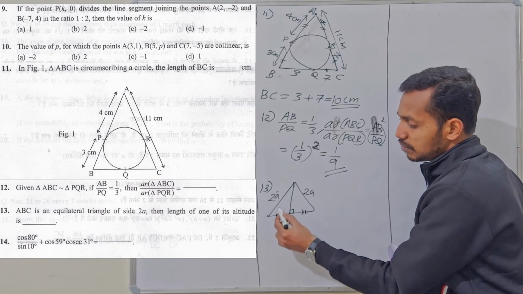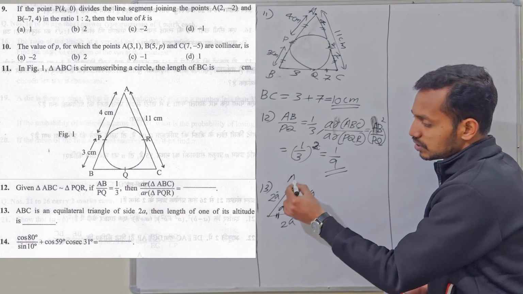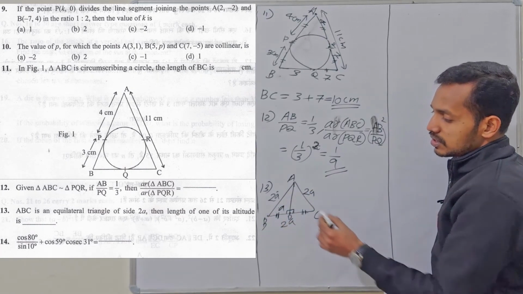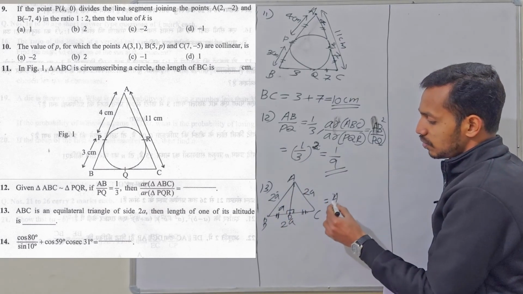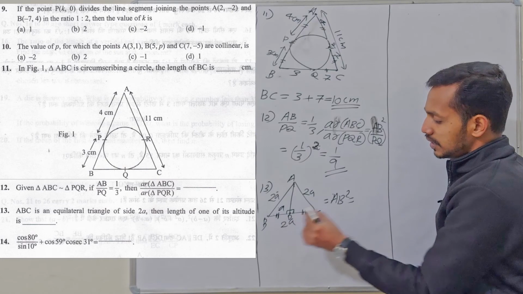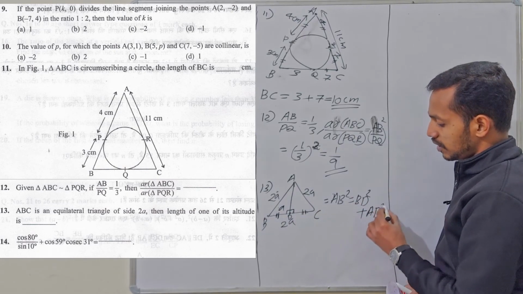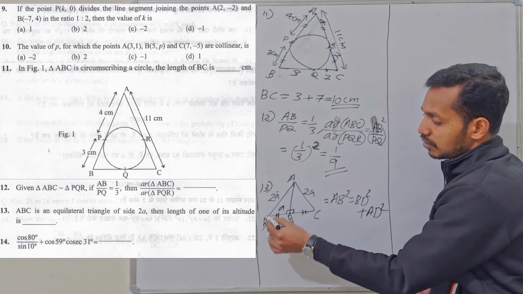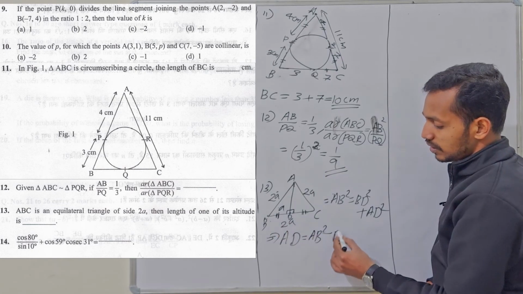So the altitude bisects the base, so this length will be A. Now this has become a right angled triangle. Just apply the Pythagoras theorem. Suppose the foot is D. AB square is equal to BD square plus AD square. We have to find AD, the altitude. AD is equal to the square root of AB square minus BD square.